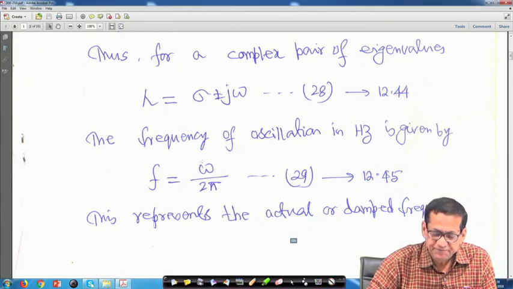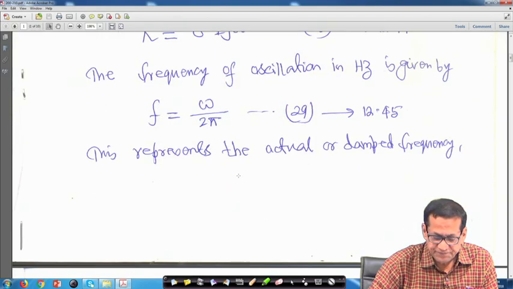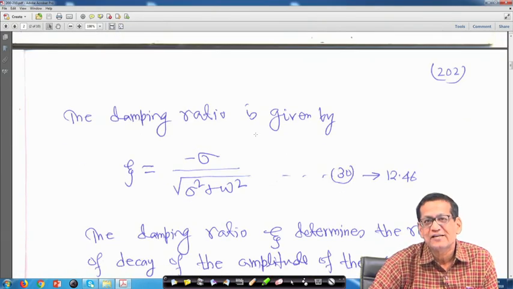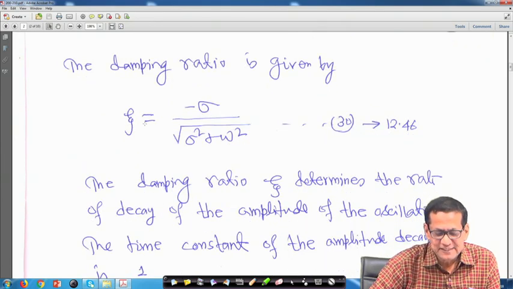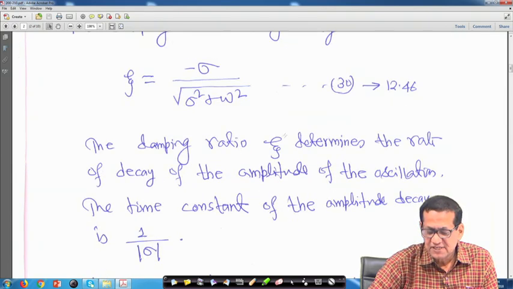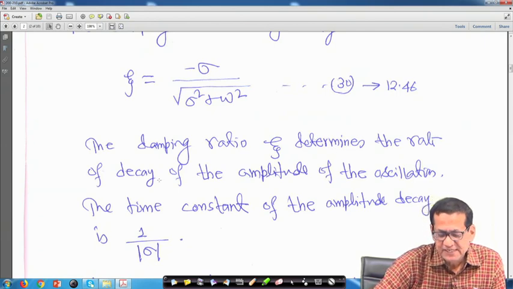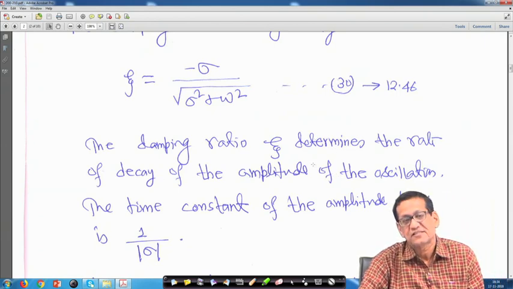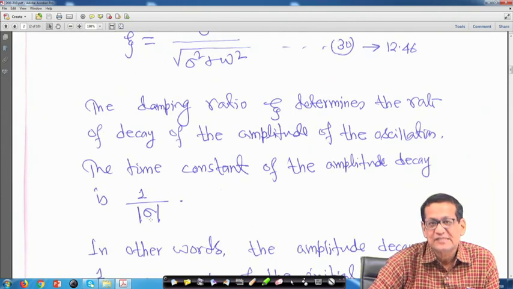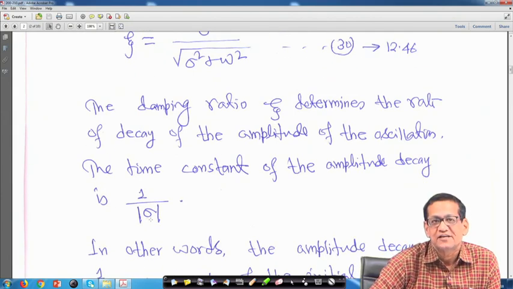Next is the damping ratio, which you also know from your third year control system course: xi is equal to minus sigma upon root over sigma square plus omega square. This is equation 30. Now, the damping ratio xi determines the rate of decay of the amplitude of the oscillation. The time constant of the amplitude decay is 1 upon mod sigma. This also you have studied.